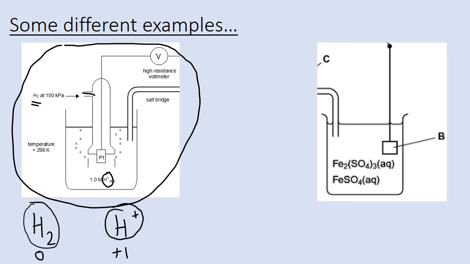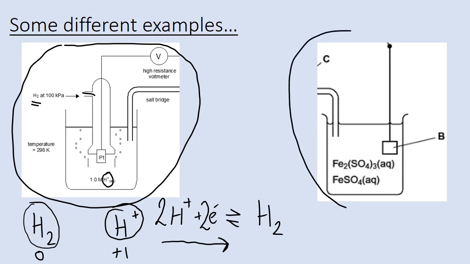So here we would have an equilibrium set up between the two, H+ and H2 gas. Let's balance that out. That's a half equation. Note we always show the reduction as the forwards reaction, always. So we'll always show the reduction as the forwards reaction.